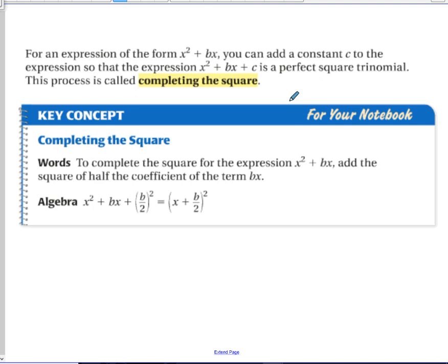So what we're going to do when we complete the square is use this formula right here to practice solving for a quadratic equation. So this b divided by 2 squared is going to be very, very important. That's going to be your best friend throughout this entire section. So let's look at an equation so you kind of know what I'm talking about.